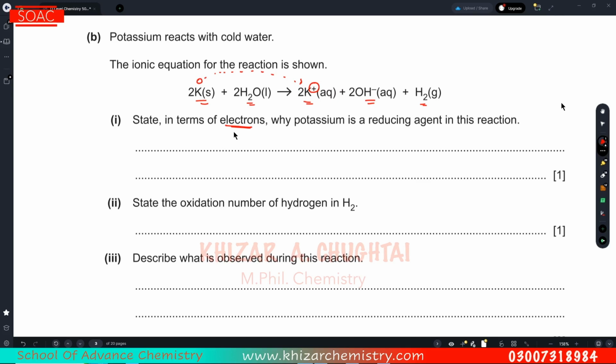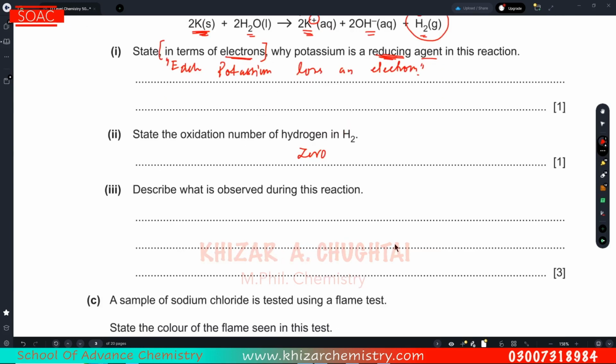I mean, each potassium loses an electron. So that's why it is said to be a reducing agent. State the oxidation number of hydrogen in H2. It's a pure element, so it has zero oxidation state.